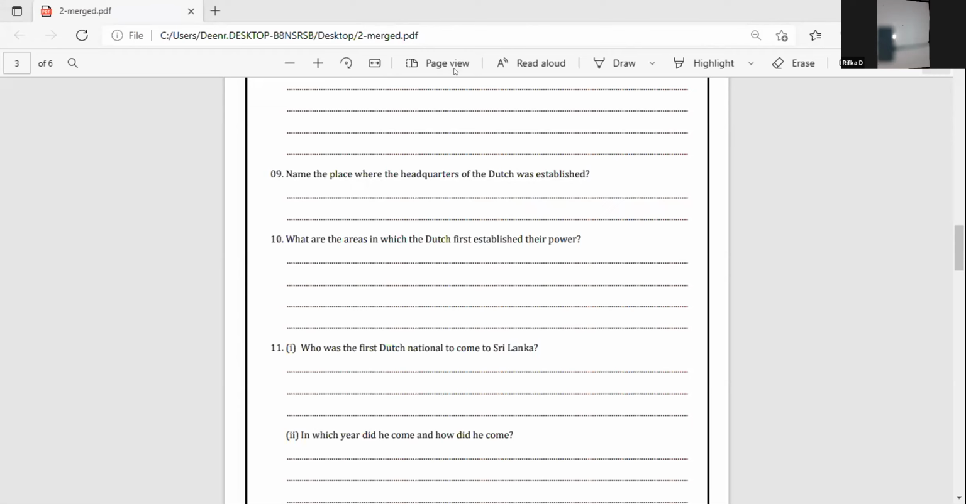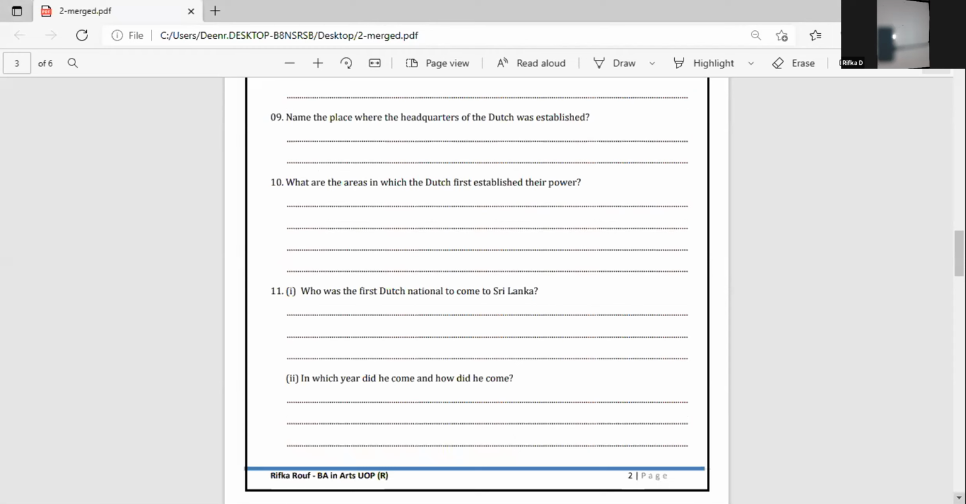Okay, children, shall we discuss the questions? Up to 10 we have done. Let us go to the 11th one. Who was the first Dutch national to come to Sri Lanka? Yes, Joris van Spilbergen. In which year did he come and how did he come? He came in 1602 with 3 ships in his fleet. So that is the 11th question.